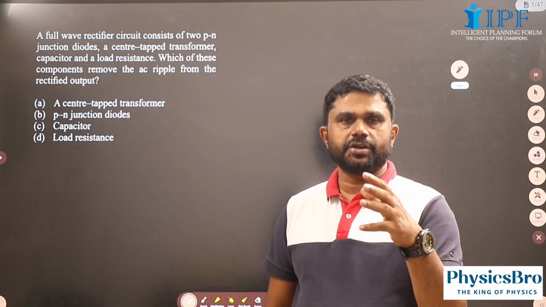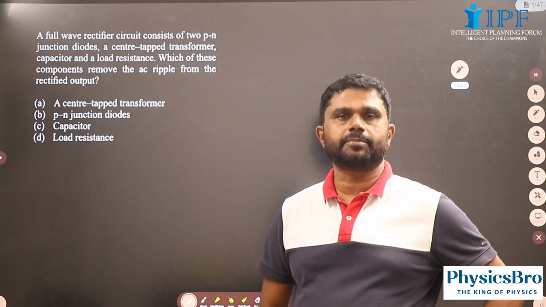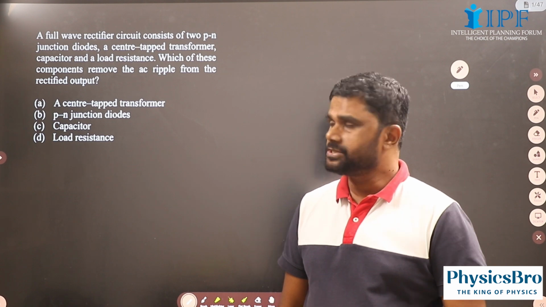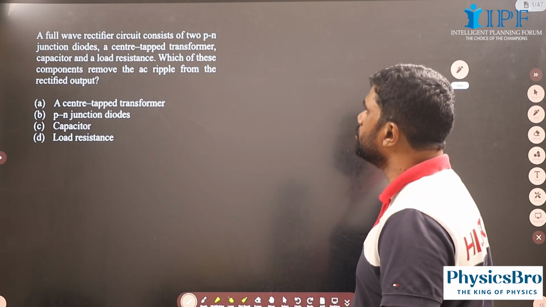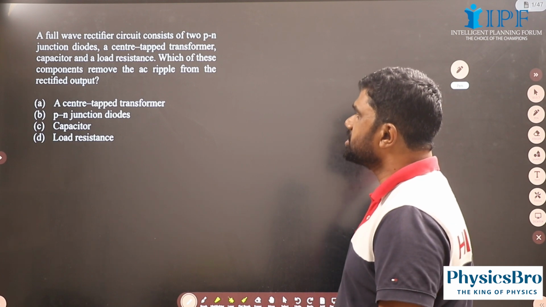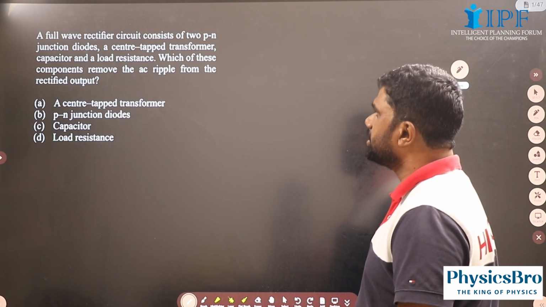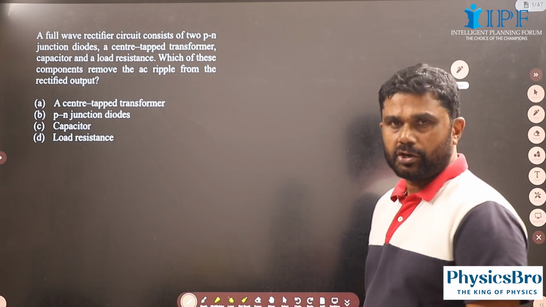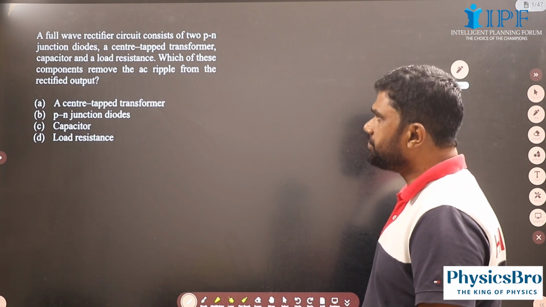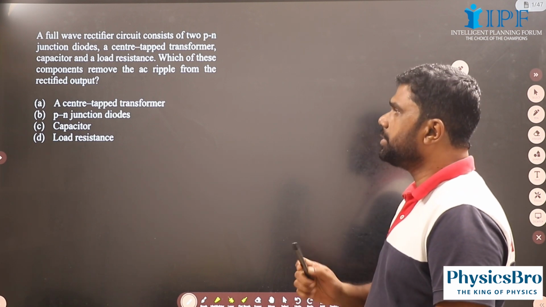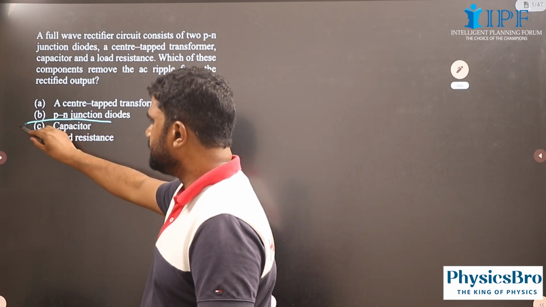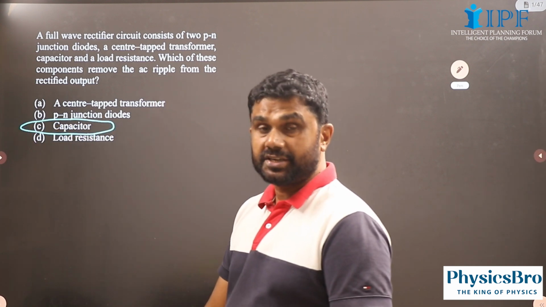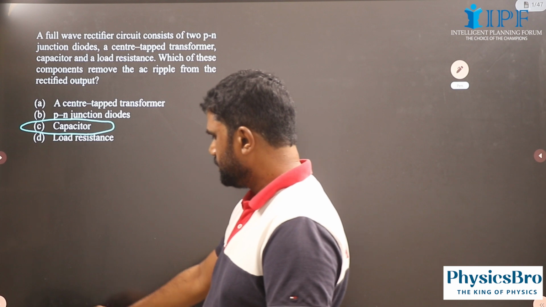Now see PYQ, previous year questions from the chapter electronic devices. See the first question, a full wave rectifier circuit consists of two PN junction diodes, a center tapped transformer, capacitor and a load resistance. Which of these components remove the AC ripple from rectified output? See, it is the capacitor. Okay, and it is called a filter circuit.